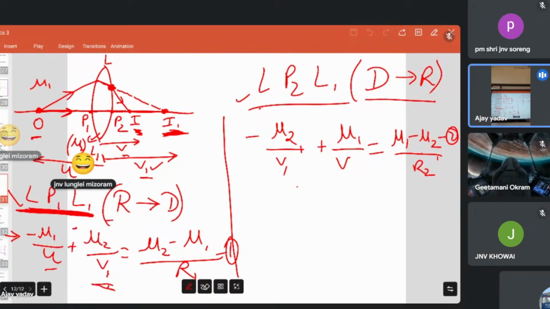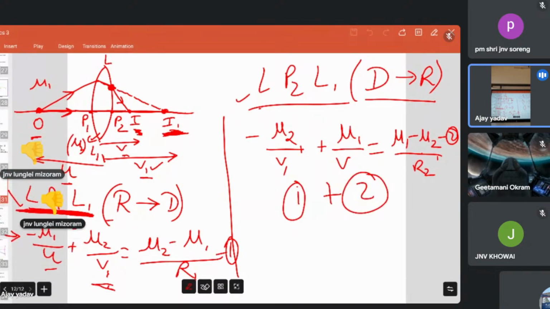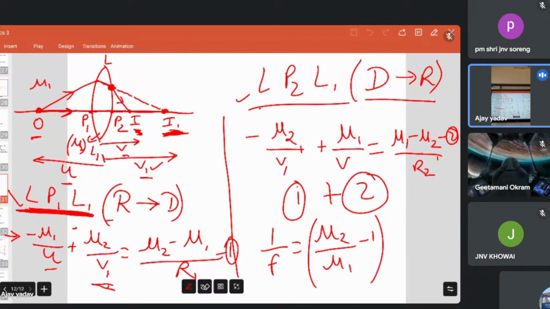Now we will simply add equation 1 and equation 2. When we add them, plus mu2 by V1 and minus mu2 by V1 will cancel, and minus mu1 by u plus mu1 by v, with mu1 outside, gives 1 by v minus 1 by u, which we can write as 1 by f. So when we add, we get the relation mu2 upon mu1 minus 1, into 1 by r1 minus 1 by r2.